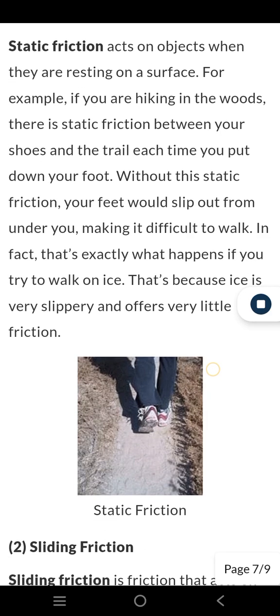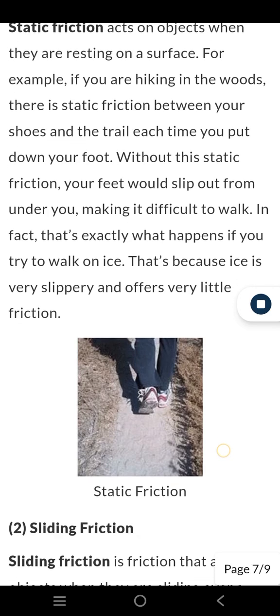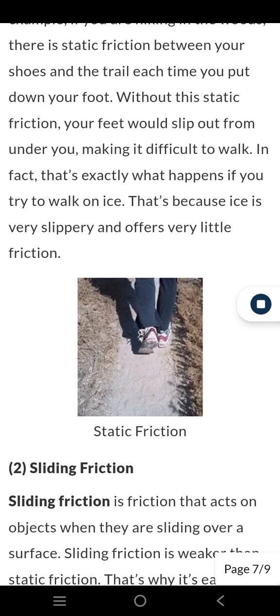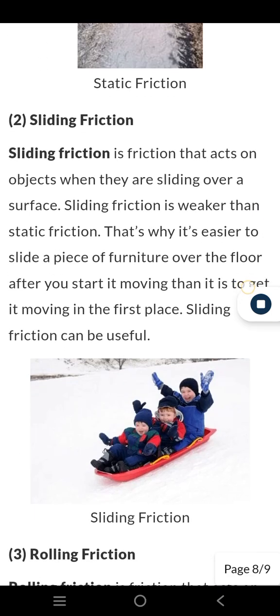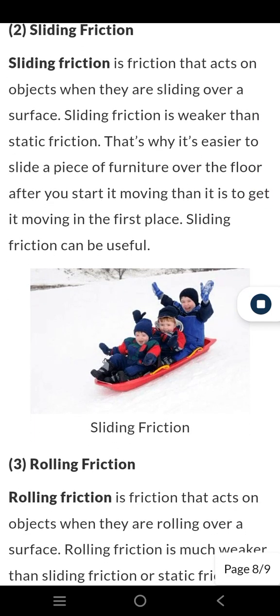In fact, that's exactly what happens if you try to walk on ice. That's because ice is very slippery and offers very little friction. 2. Sliding friction. Sliding friction is friction that acts on objects when they are sliding over a surface. Sliding friction is weaker than static friction.